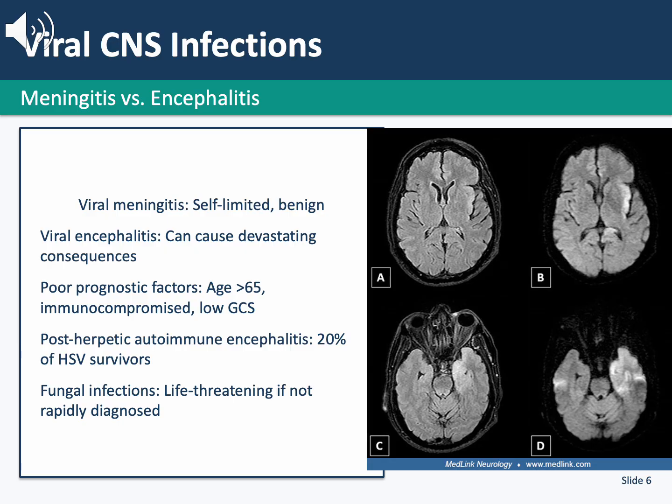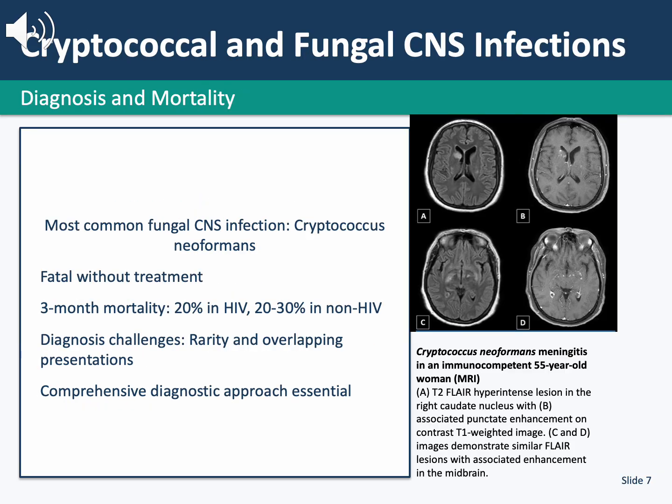CNS fungal infections are challenging to diagnose due to their rarity and can be life-threatening and have a fulminant course if not rapidly diagnosed. Cryptococcal meningoencephalitis is the most common fungal CNS infection and is fatal without treatment. Even with optimal care, the 3-month mortality approaches 20% in persons living with HIV and 20% to 30% of non-HIV, non-transplant patients. The diagnosis of CNS infections remains a challenge.